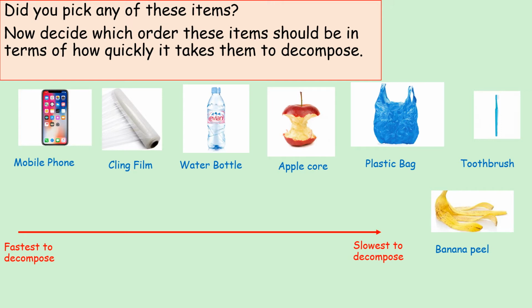On your piece of scrap paper that you got out at the beginning of the lesson, I'd like you to draw this timeline. So draw a straight line across your page, on the left, write fastest to decompose, and on the right, write slowest to decompose. I would then like you to, on your timeline, add these items onto the timeline to show which order you think they come in. What do you think takes the longest to decompose, and what do you think takes the quickest to decompose? Pause the video whilst you do this for about 30 seconds, and then press play to move on to the next slide.